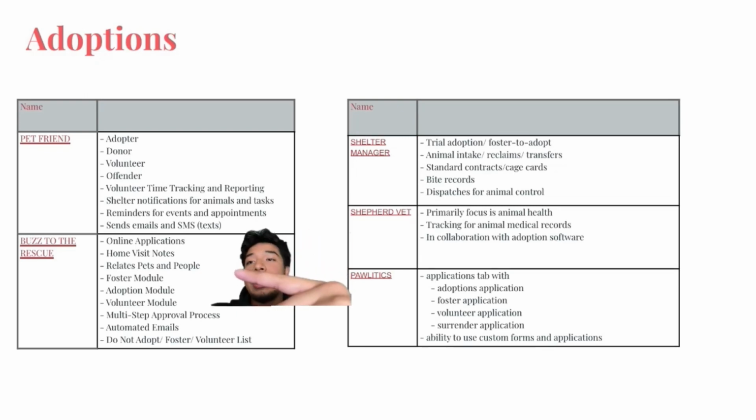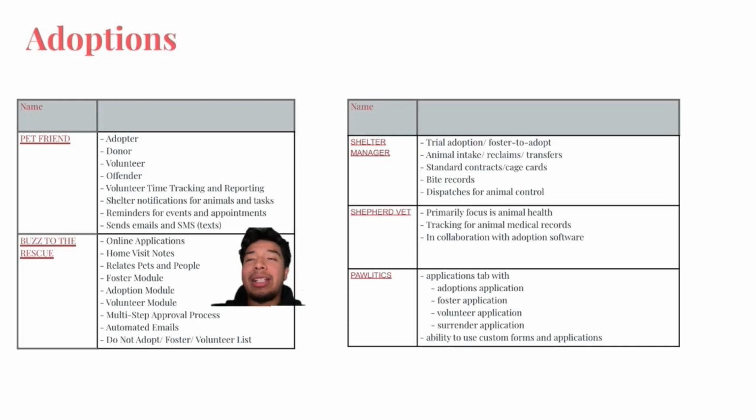All right, Buzz has online applications, which is great. They have home visit notes, and they also have a do not adopt, foster, or volunteer list, which is very important because the animal needs proper care, and if the person's unable to provide that, then they shouldn't be able to adopt. As I discussed already, Shelter Manager has trial to adopt and foster to adopt, which I think is a great feature.